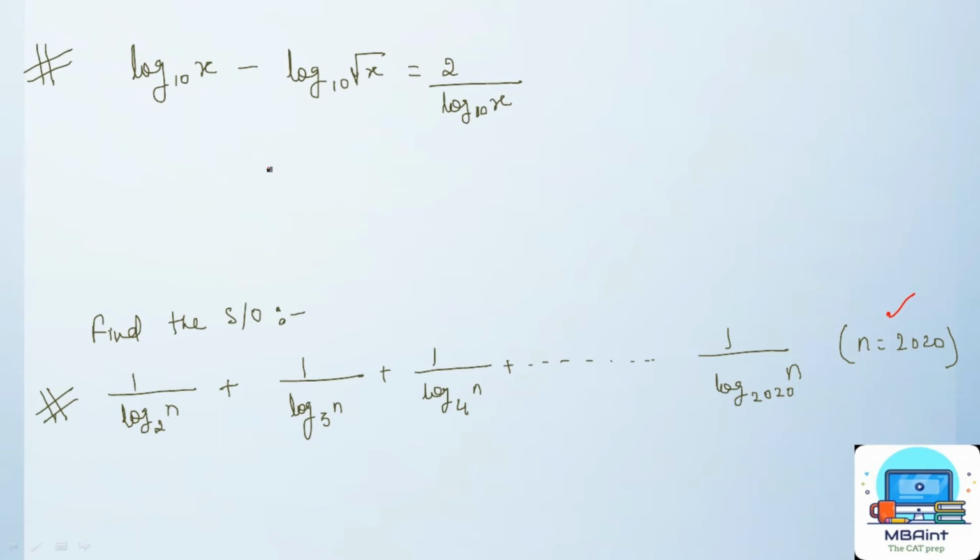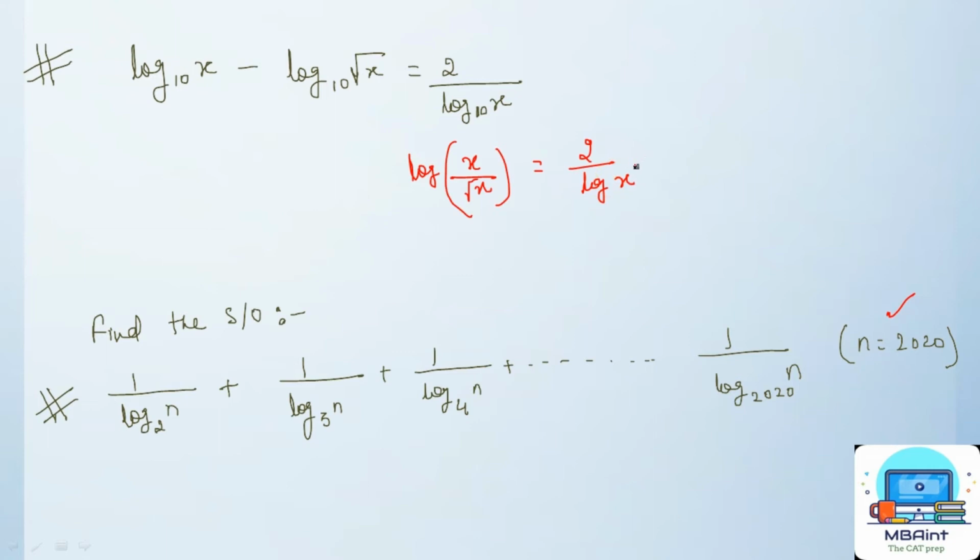Fine, so let's see how to solve this. Again, it says log base 10 x minus log base 10 root x, right? So I know that I can write this very well as log x upon root x, right? And I hope you guys remember the property from the first and second videos. And this equals 2 upon log x.